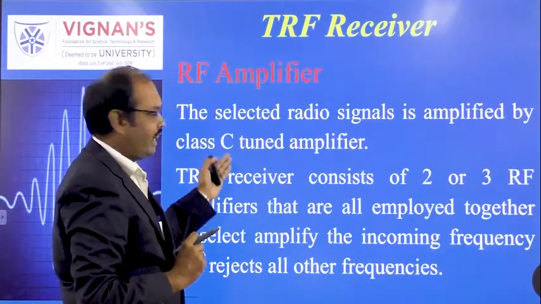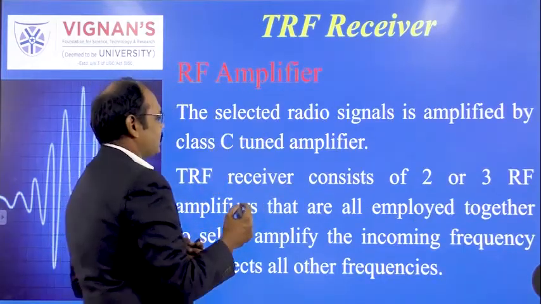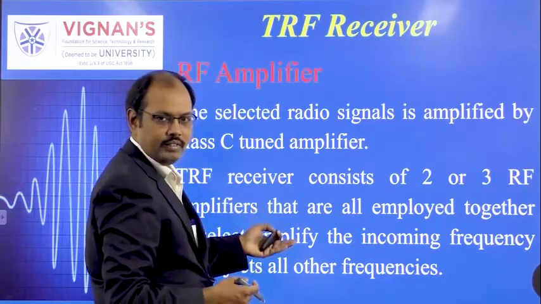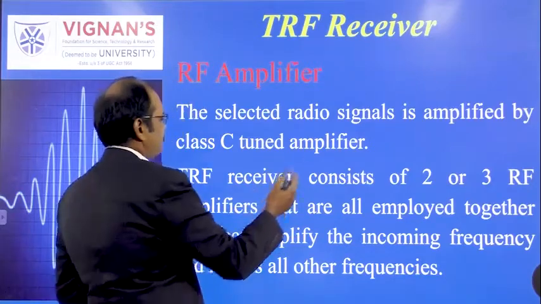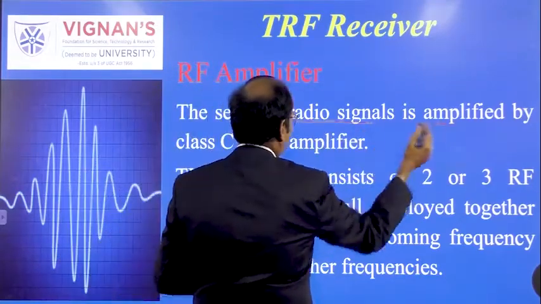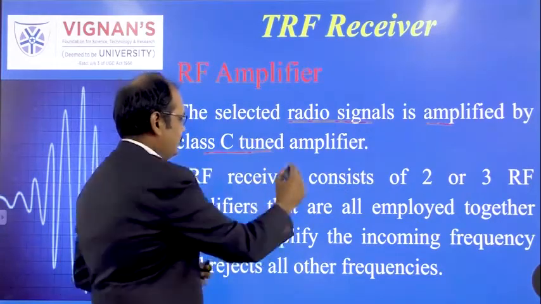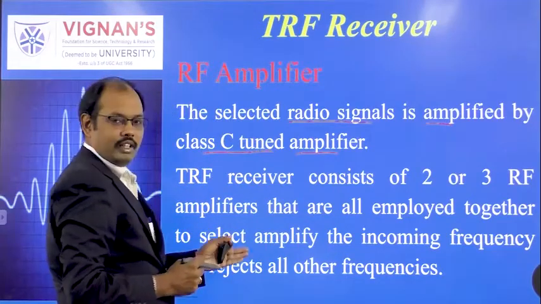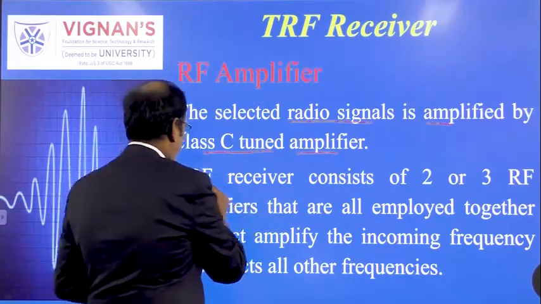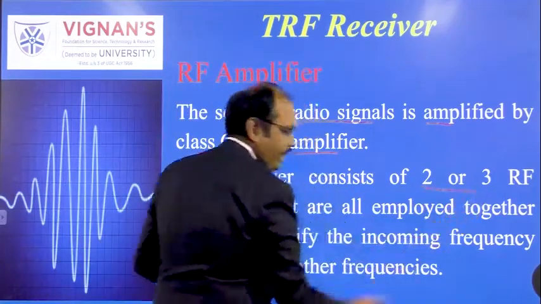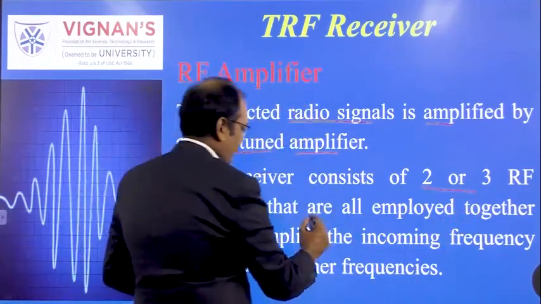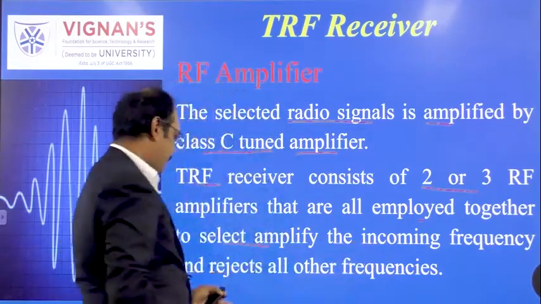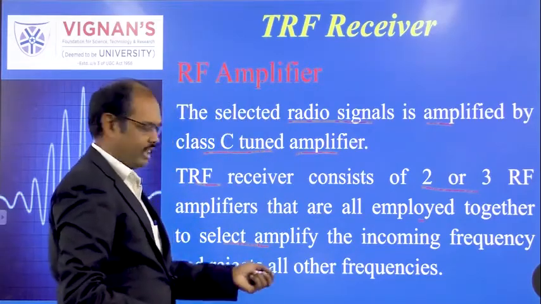And the next part is the RF amplifier. After selecting the proper desired signal, you will be going for a demodulator preceded by an RF amplifier. The selected RF signal is amplified by using a Class C tuned amplifier. Normally we will be using a Class C tuned amplifier. As we discussed in the diagram, the receiver consists of 2 or 3 RF amplifiers, so that all are employed together to amplify the incoming frequency and reject the other frequencies.